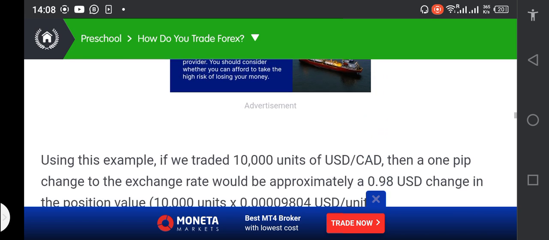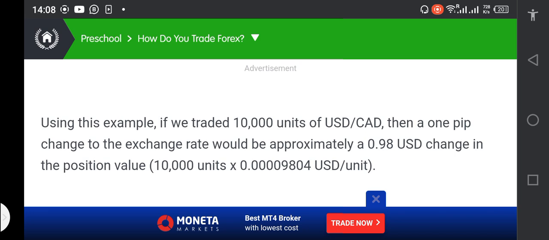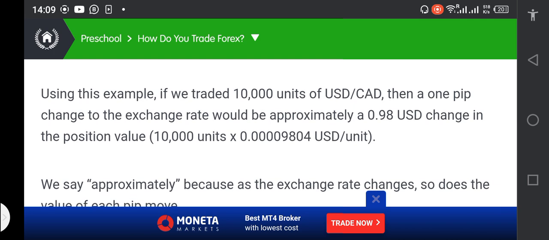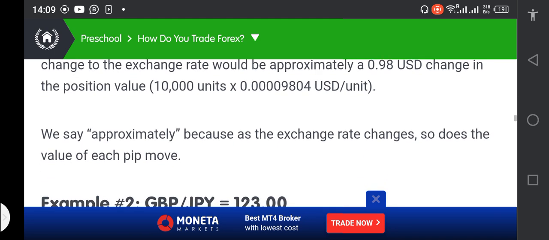Using the example, if we trade 10,000 units of USD against the Canadian dollar, then a 1 pip change to the exchange rate would be approximately a 0.98 USD change in the position value: 10,000 units times 0.00009804 USD per unit. We say approximately because as the exchange rate changes, so does the value of each pip move.